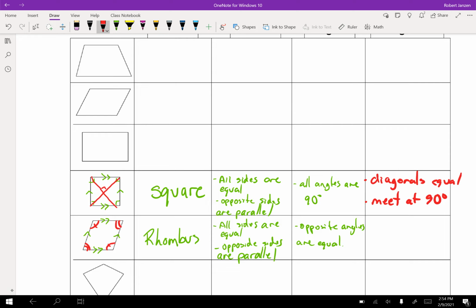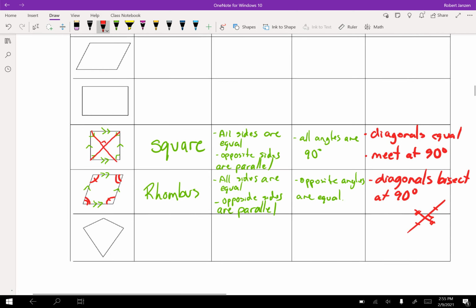Okay, and quickly, what about the diagonals? The diagonals bisect at 90 degrees. Now what does that mean? That means they will cross, it forms a 90-degree angle, and each arm of the diagonal is divided in half. Okay, that's what that means. So if you want to put that picture here, it's going to form a 90-degree angle, and this side will equal this, and this will equal this.